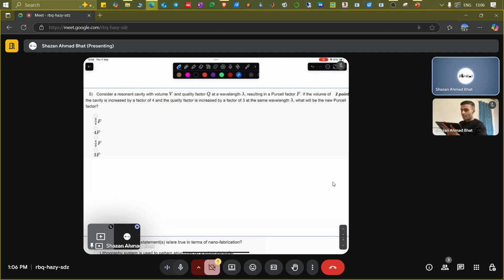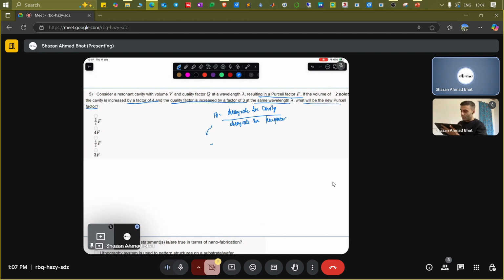Now consider a resonant cavity with the volume and quality factor and wavelength resulting in the Purcell factor. We talked about what the Purcell factor is. It's basically the decay rate in cavity for an atom or whatever species you're talking about divided by decay rate in free space. If the volume of cavity is increased by a factor of 4 and quality factor is increased by 3 at the same wavelength, what will be the new Purcell factor?